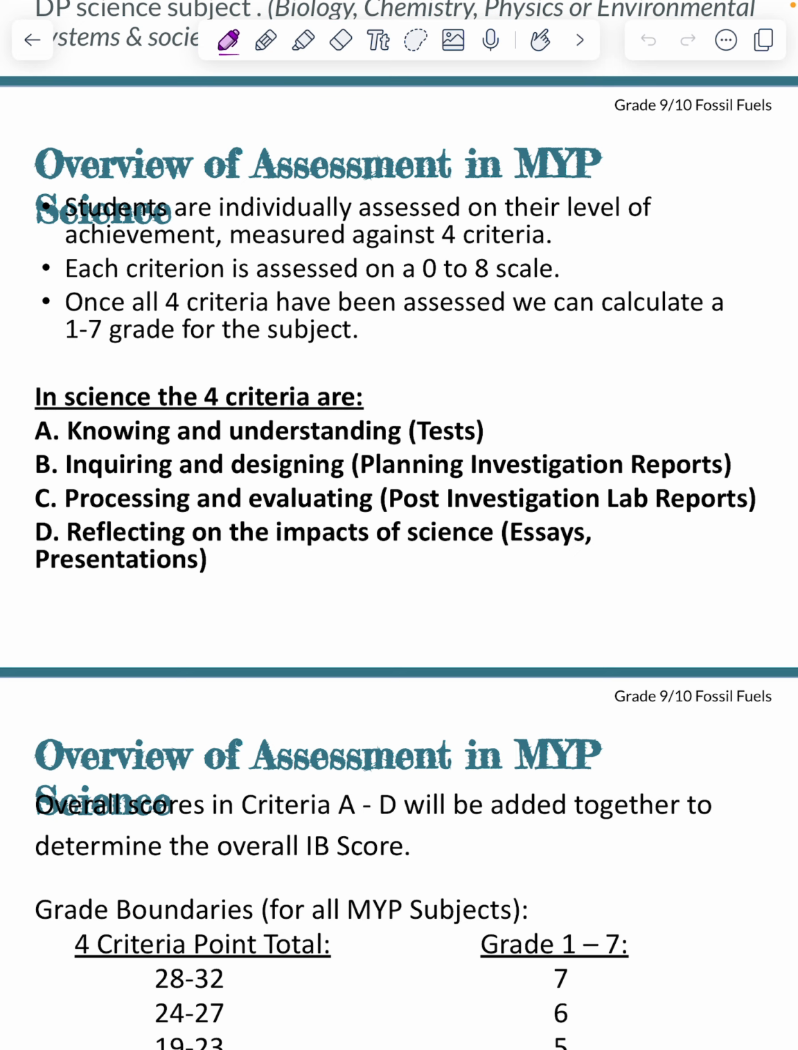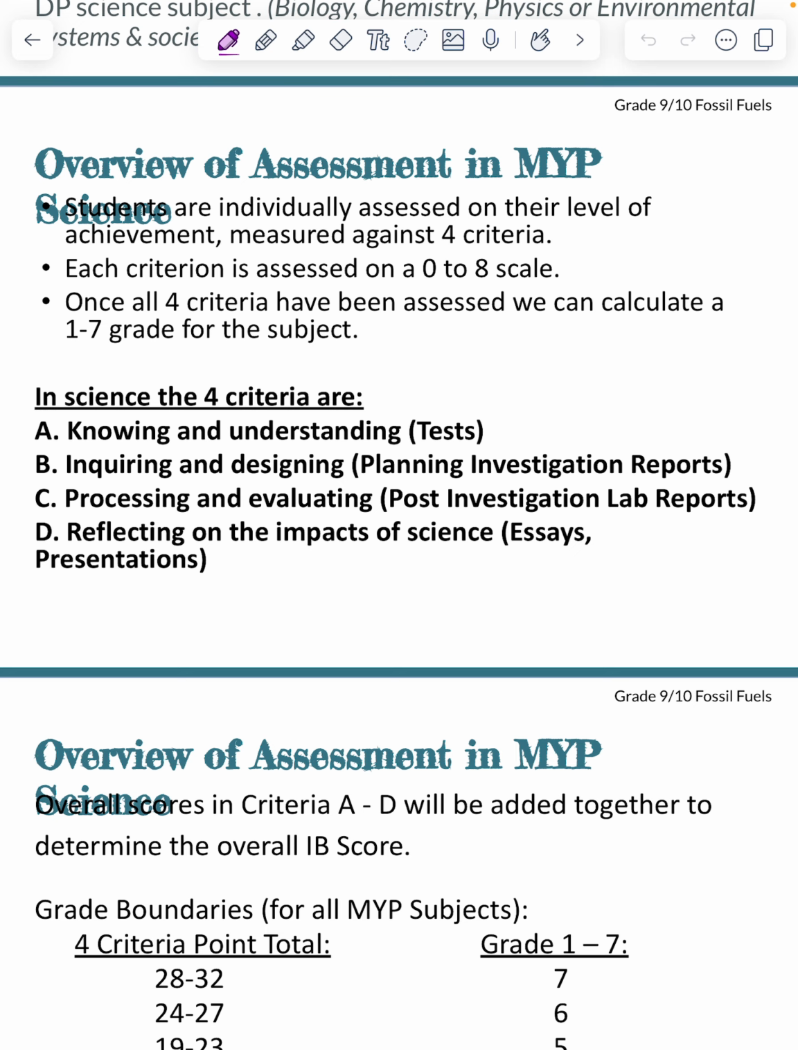Criterion B and C end up being used with lab investigations, where criterion B is when you write a planning lab report, when you plan an investigation and outline your thinking and your planned method for an investigation. And then criterion C is about the data collection, the data processing, and the conclusion and evaluation that goes along with that investigation.